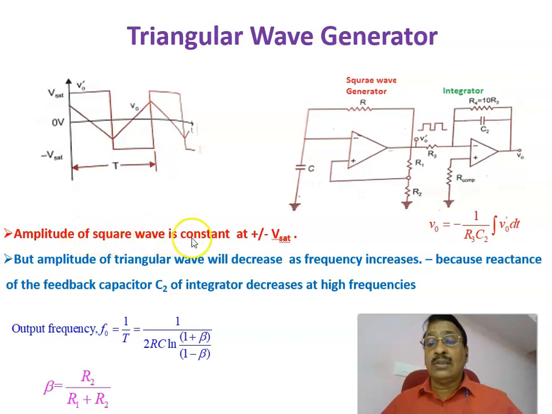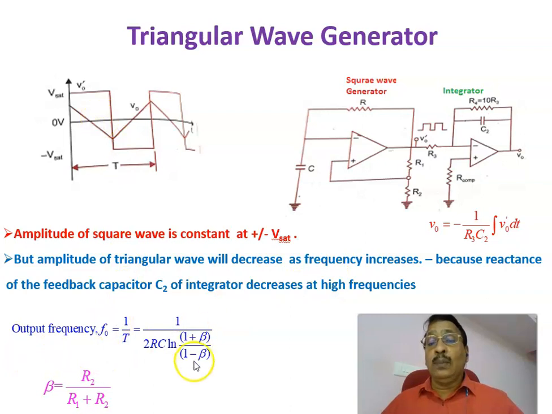The amplitude of the square waveform is either plus Vsat or minus Vsat, but the amplitude of the triangular wave will be decreasing as the frequency increases. As frequency changes, this reactance will be changing. Therefore, the output magnitude of this triangular waveform will be decreasing as frequency increases, because the reactance of the feedback capacitance of the integrator decreases at high frequency. That is why the amplitude of this triangular signal decreases as frequency increases.